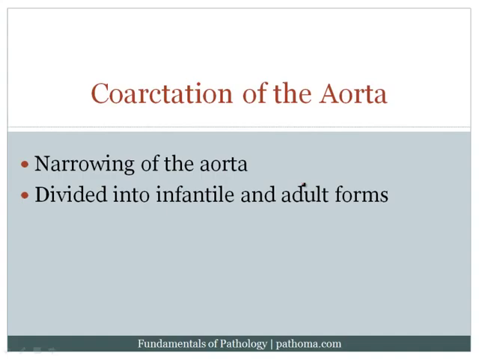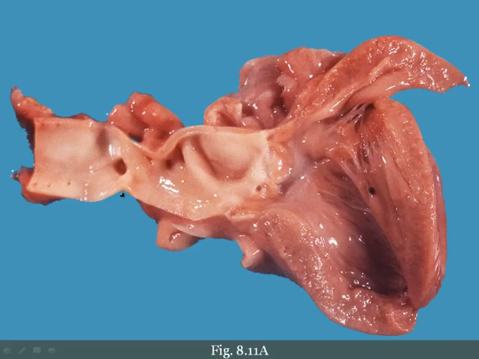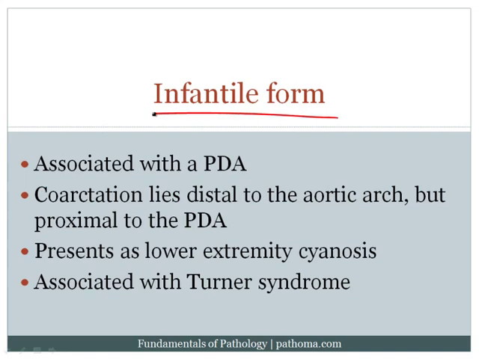Coarctation of the aorta is when you have narrowing of the aorta, and it's divided into two forms, infantile and adult forms. Here's a picture of coarctation, and you can see here's the normal aorta coming off the heart, and all of a sudden there's this narrowing of the aorta, and that's called a coarctation. Now in the infantile form, it's associated with a PDA, and the coarctation occurs just distal to the aortic arch, but proximal to the PDA.